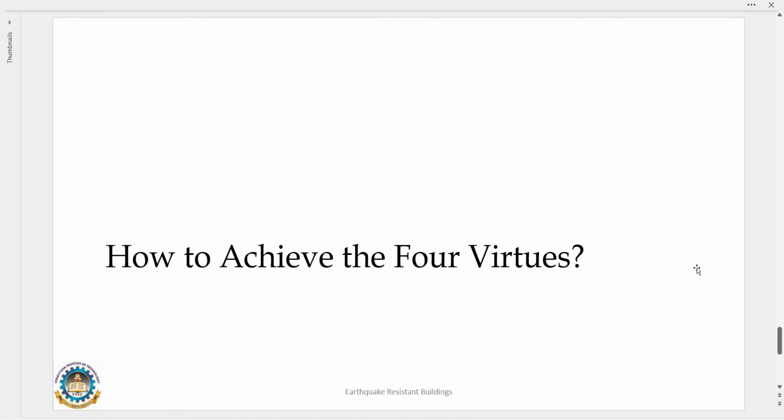So that was brief knowledge about earthquake resistant buildings. In India we follow Indian Standard IS 1893-2016 for criteria for earthquake resistant design of structures.